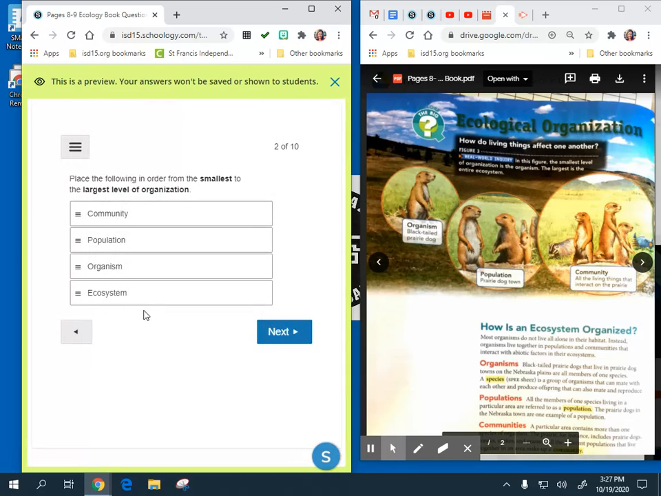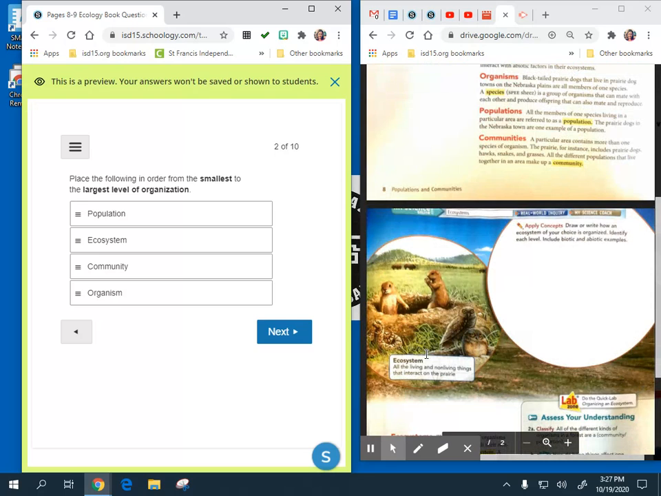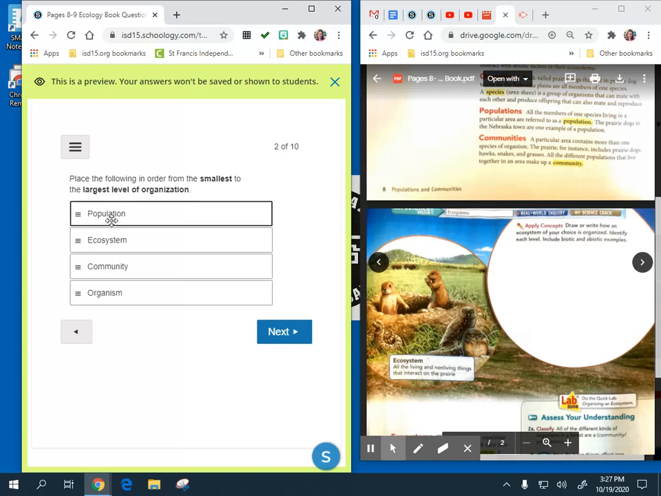All right, next question. Place the following in order from smallest to largest. So you're going to drag and drop these. So the smallest one is on the top. And the book pages are here. We first have an organism, then a population, then a community, then an ecosystem. So pause the video right here and go and drag and drop your answers for question 2.